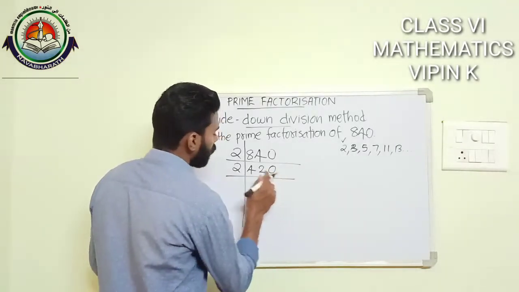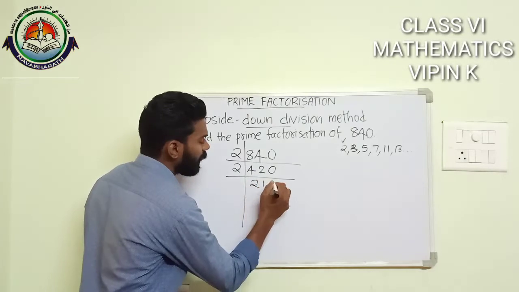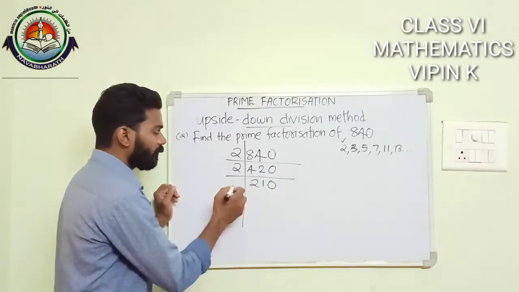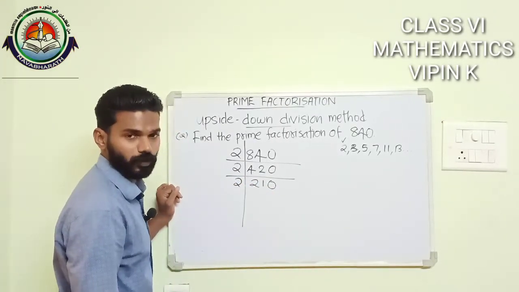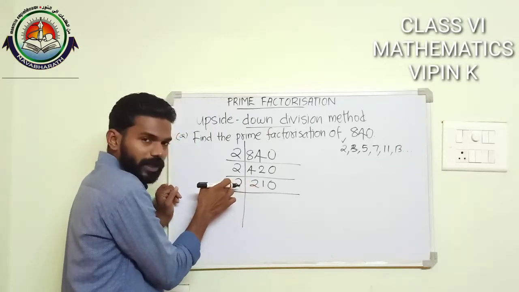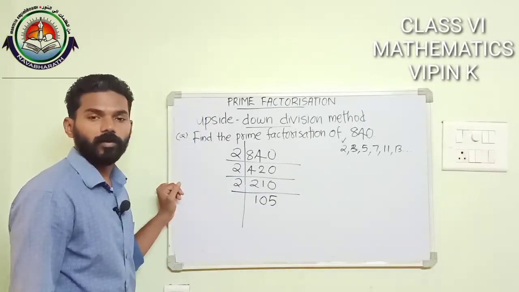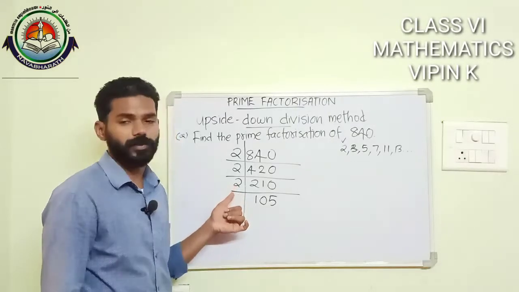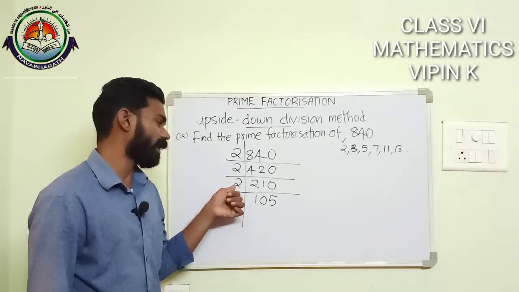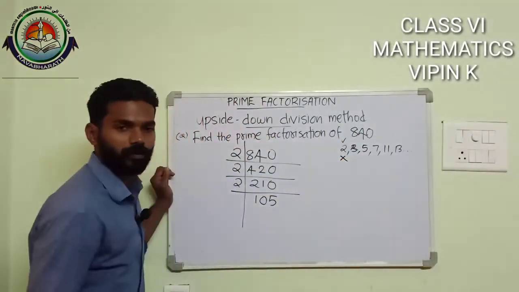Now you know that when 420 is divided by 2, the answer would be 210, half of 420. Again you know that 210 is an even number which can be further divisible by 2. And what would be your answer? When 210 is divided by 2, our answer would be 105. Now, is it possible to further divide the number by 2? No, because 105 is an odd number which cannot be divided by 2. So, division by the prime number 2 is over now.